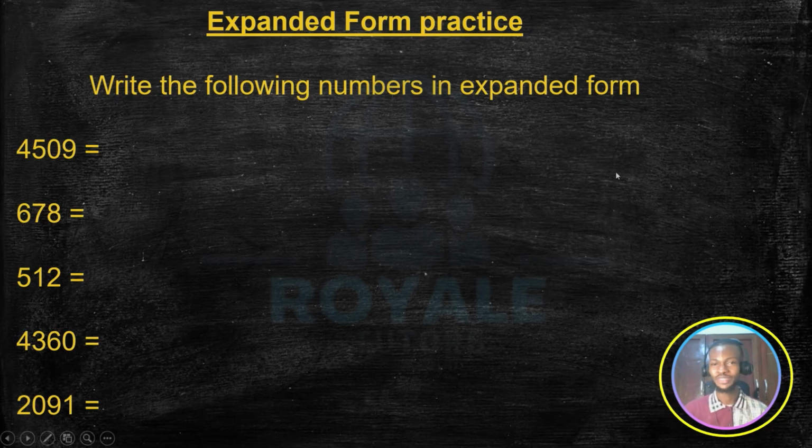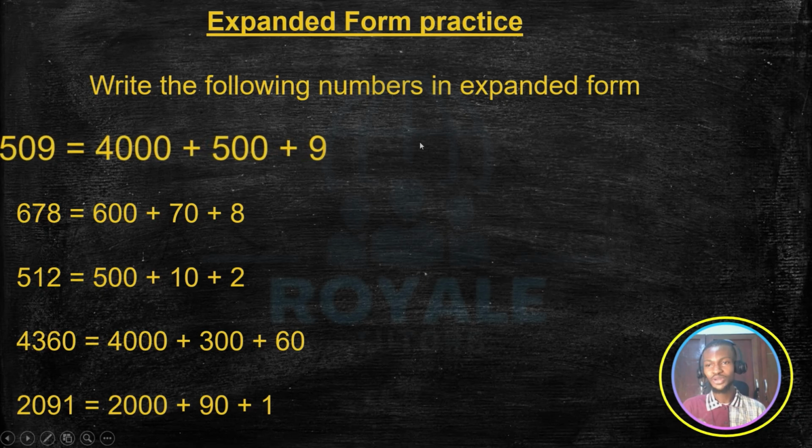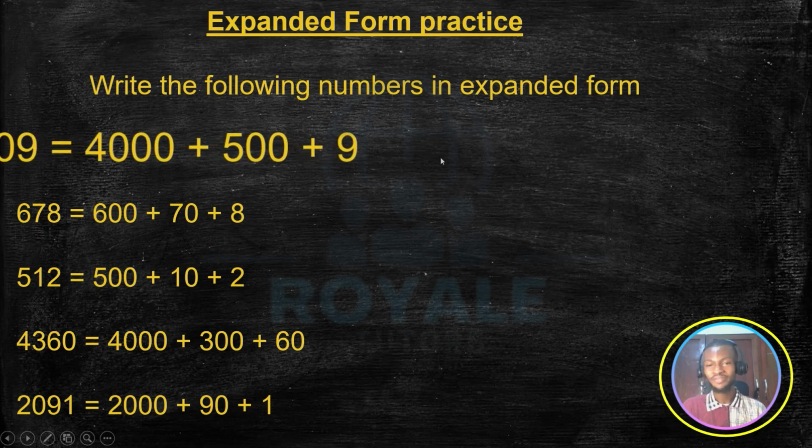Alright, let's see if your answers are correct. So this is the correct answer to this question. We have 4509, that is 4000, 500, and 9. Then the second one, we have 600 plus 70 plus 8 to give us 678. Then the next one we have 512, that is 500 plus 10 plus 2.